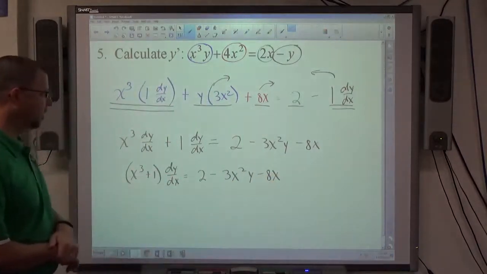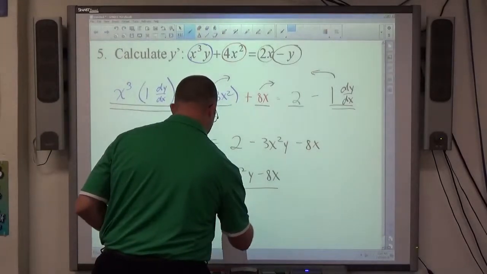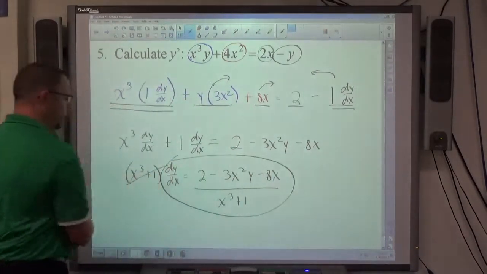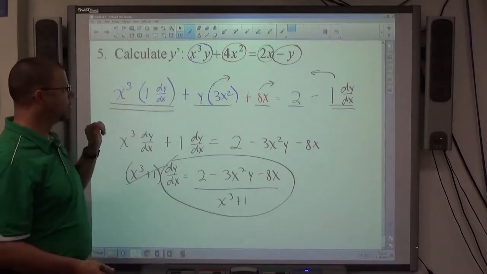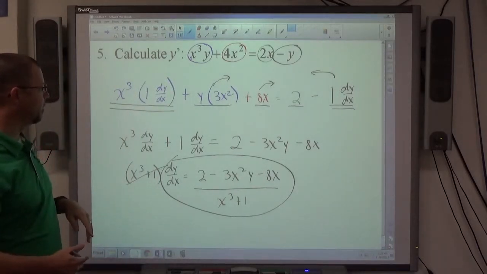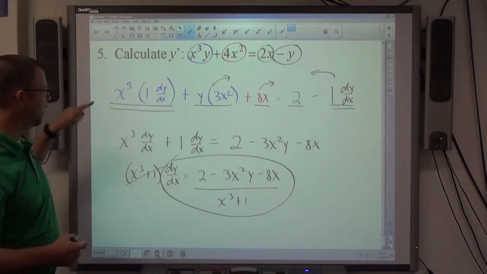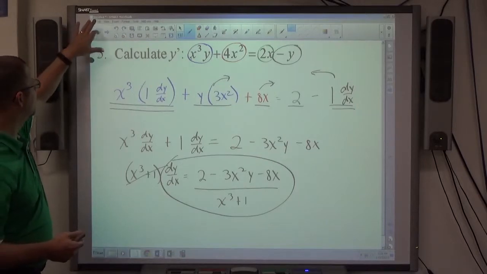The right-hand side doesn't get affected by that. Divide everything by x cubed plus 1. That goes away, and there's your derivative. I would assume a similar structure, mostly power rules, one product rule. Some things have dy dx, some things don't. Do good algebra from here down and you should be in good shape. The derivative part's not terribly difficult, so it should be one you can manage.